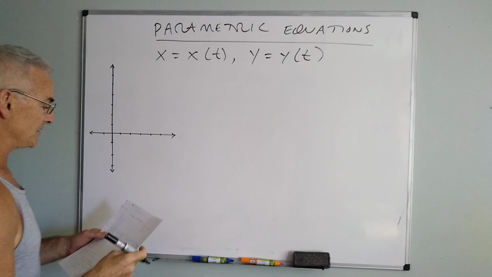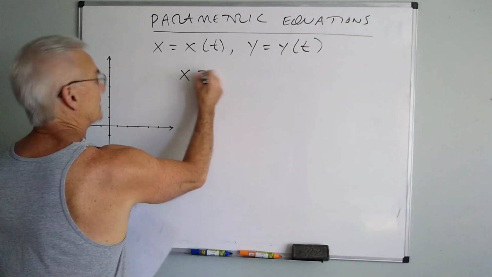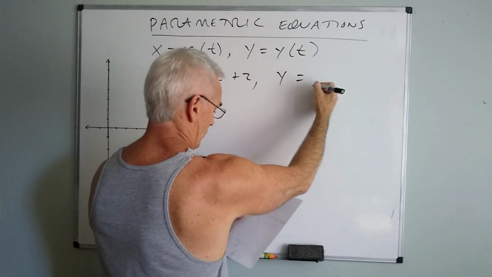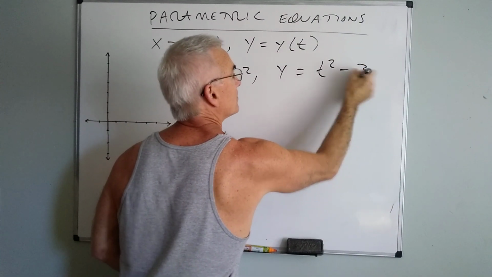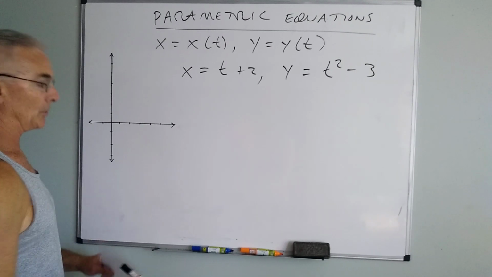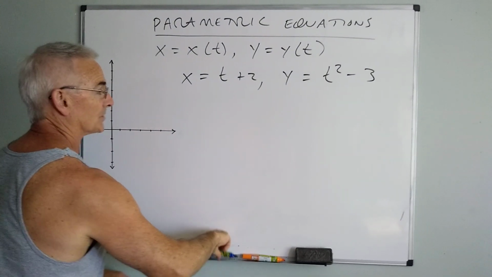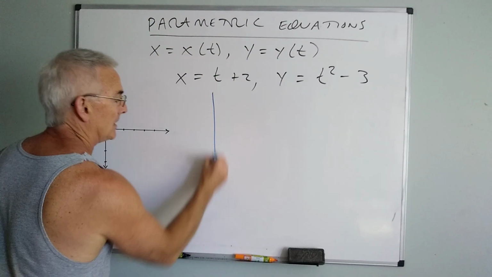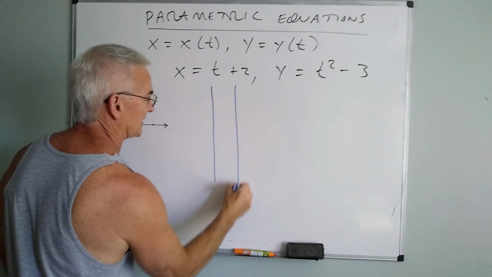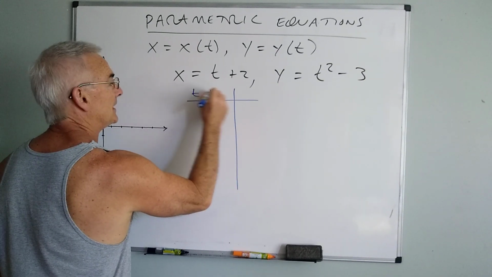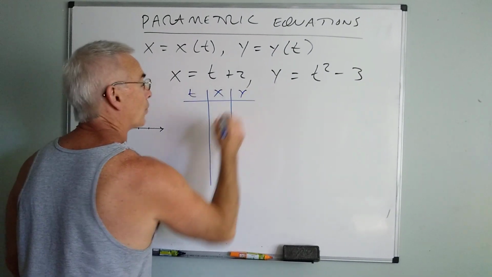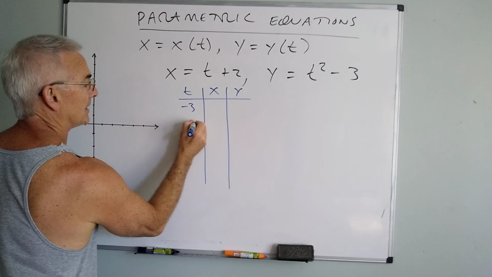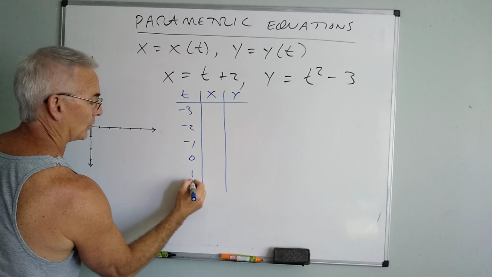So for example, let's consider x equals t plus 2 and y equals t squared minus 3, where t could be any real number. Now I have no idea what this looks like, so let's do it the old-fashioned way. Let's just plot points and see what we get. So in this situation, plotting points means I'm going to plot t, x, and y. So let's choose values for t. Let's say -3, -2, -1, 1, 2, 3.